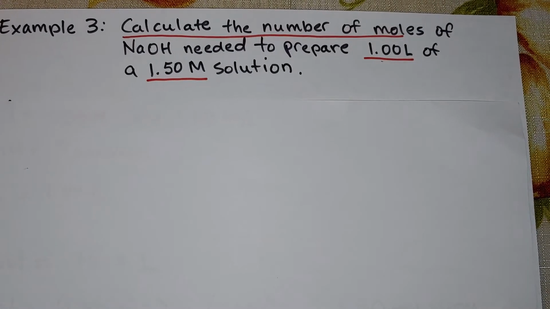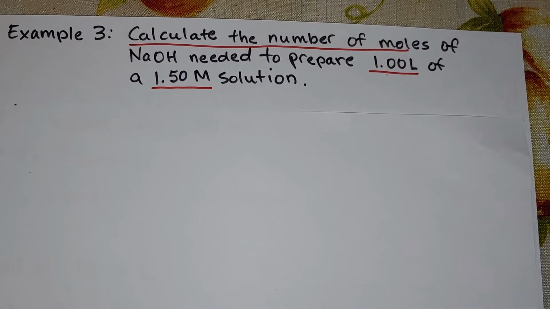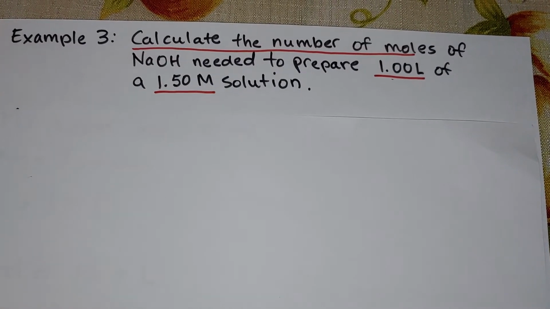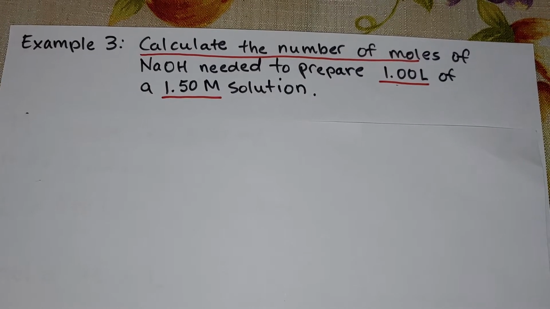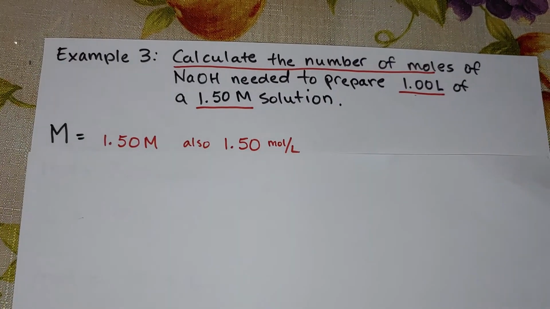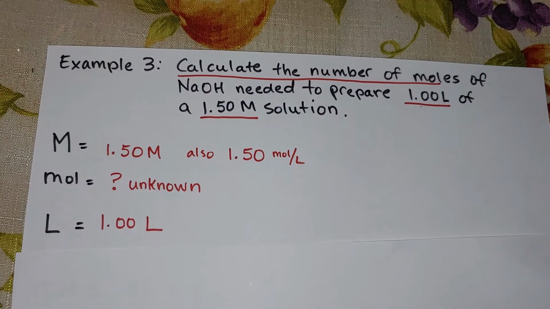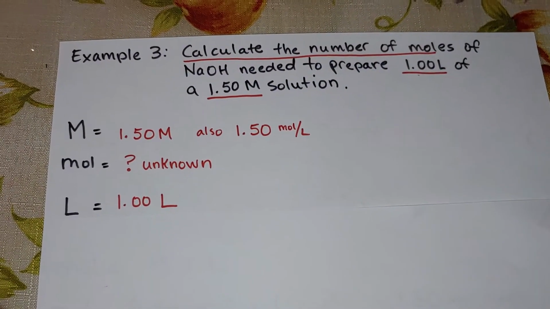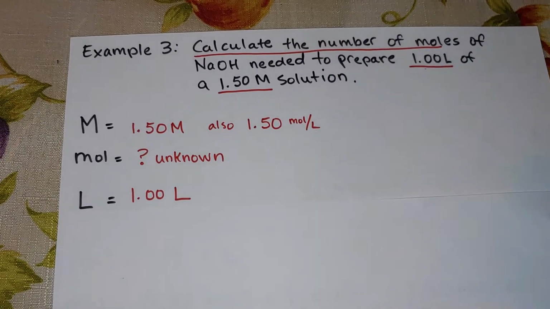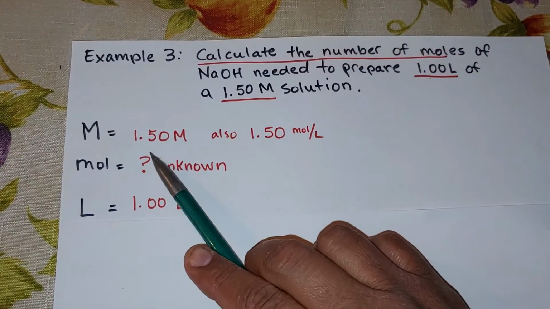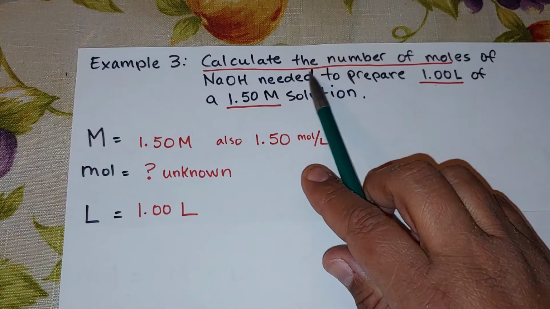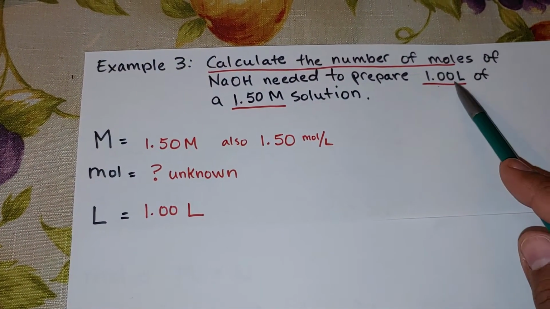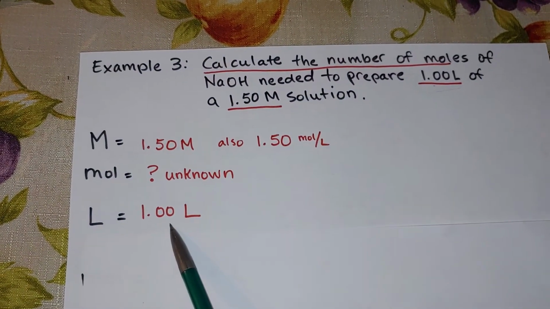Moving along, example 3. Calculate the number of moles of sodium hydroxide needed to prepare 1 liter of 1.50 molar solution. Same thing, we have 3 variables. This one's a little easier because there's no conversion of mass to moles, and it's a little more straightforward. So we know we have 1.50 for M. It says calculate the number of moles, that's our unknown. And then it tells us that we have 1 liter, so that's our liters of solution.